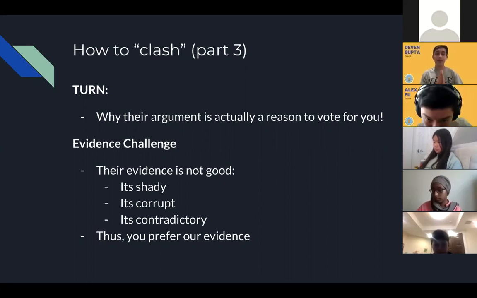Now, look at the difference between a turn and a D-link. These are the two most important types of responses that you're going to give. One is defense. A D-link is defense. A turn is offense. You can think of it as a basketball analogy.